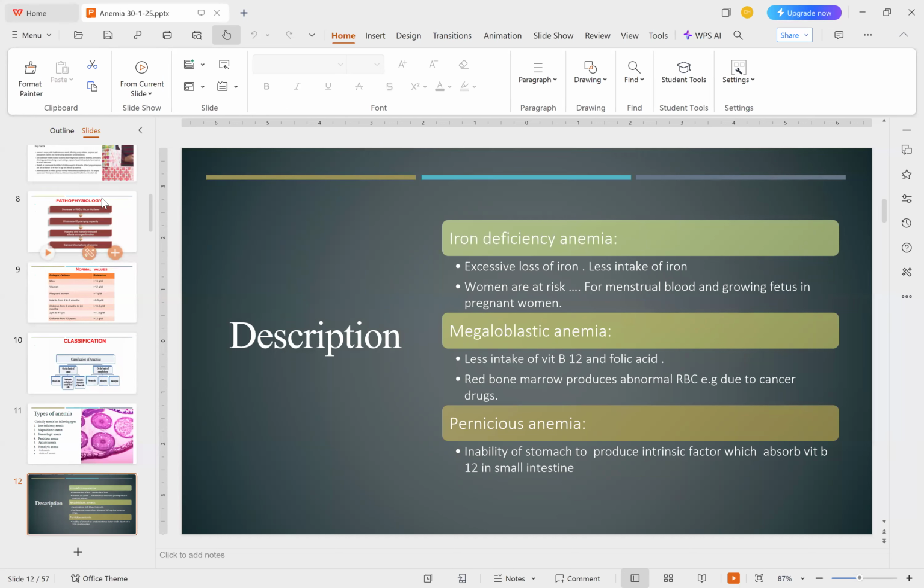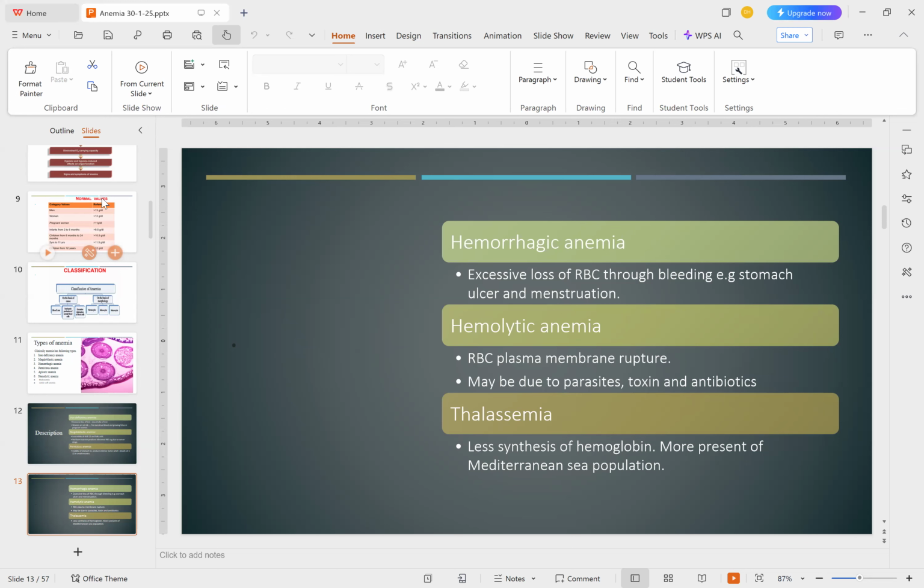In megaloblastic anemia, there is less intake of vitamin B12 and folic acid. Red bone marrow produces abnormal RBC due to cancer drugs. In pernicious anemia, there is inability of the stomach to produce intrinsic factor, which absorbs vitamin B12 in the small intestine. In hemorrhagic anemia, excessive loss of RBC through bleeding, stomach ulcer, and menstruation. In hemolytic anemia, the RBC plasma membrane ruptures, which may be due to parasites, toxins, and antibiotics. In thalassemia, there is less synthesis of hemoglobin, more present in the Mediterranean Sea population.